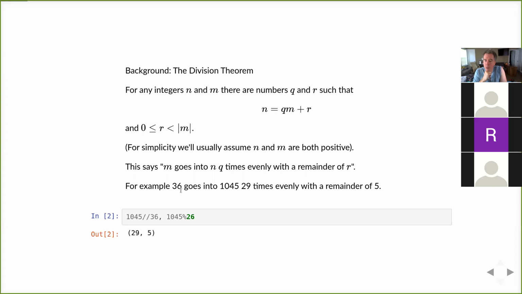Here's an example. 36 goes into 1045 29 times evenly with a remainder of 5. You can do those two operations. Here I've got double division. In Python, that's integer division, but in C or C++, division is integer division, so you just would do 1/. This 29 that I put here is the q, and this 5 that shows up here is the r. That's the remainder.